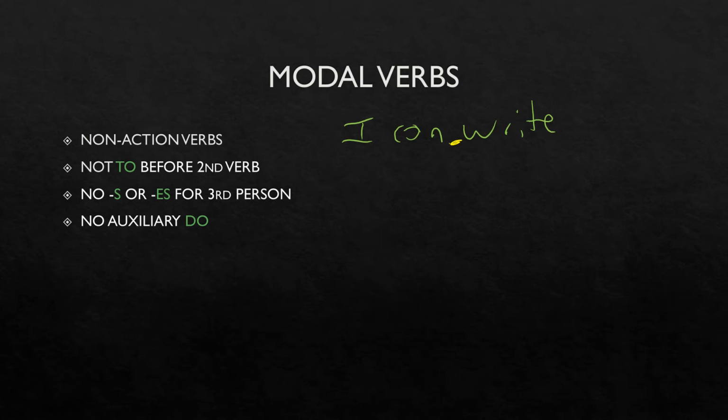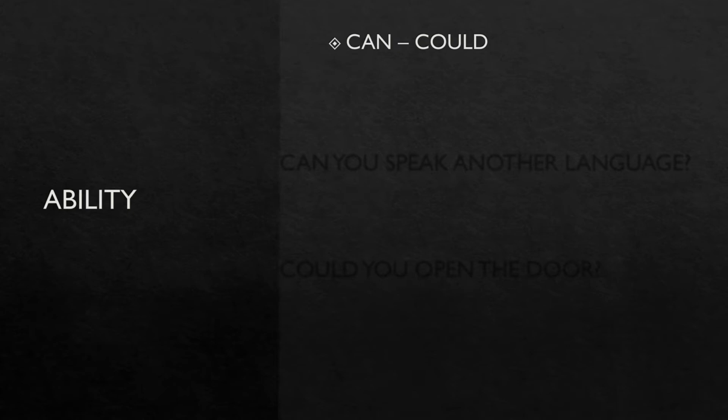Taking this into account, let's see the categories. First, we have ability. This is the first category. The two modal verbs that we are going to be using, in this case, are can or could. And this is well represented by the name. It's just to have the ability of doing something.